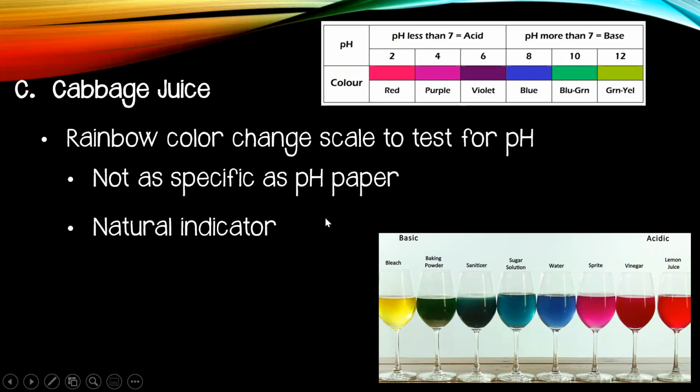So say you really need to test the pH of something. You don't have any litmus paper or pH paper on hand. You could go to the grocery store, buy a red cabbage or purple cabbage, same thing, and make your own indicator. Super simple and very accurate, just not as accurate as legitimate pH paper.